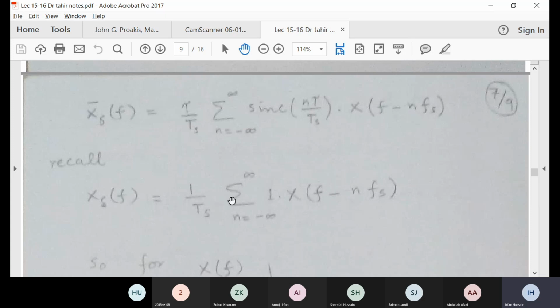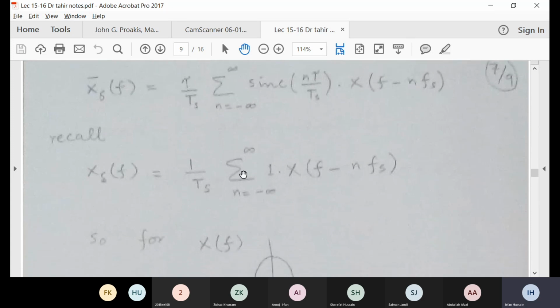So this was the theoretical train, or the train when we assume that we have zero width impulses, and this is the practical train when we assume that we have rectangular pulses for sampling. And you can see basically the difference between the two is that here it is being modified by a sinc, while here it was just multiplying by a constant 1.